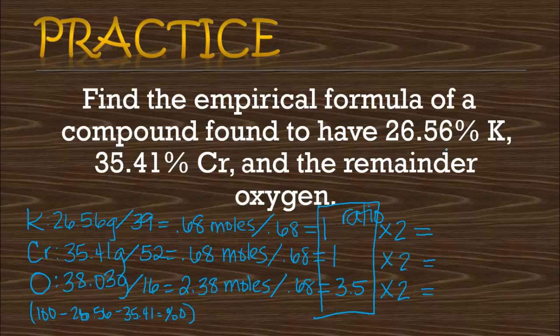So if I'm going to multiply this one by 2, they all must be multiplied by 2. So when I multiply these all by 2, I'm going to get my new ratio of 2, 2, and 7. So this is the ratio I'm going to use to then build my compound. So my compound is going to be K2Cr2O7, which if you go to name it is potassium dichromate.